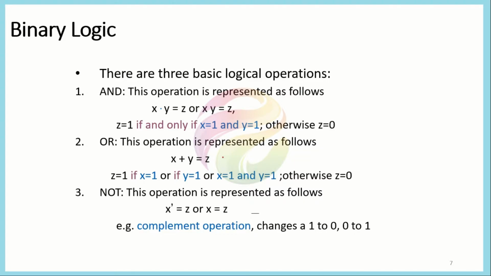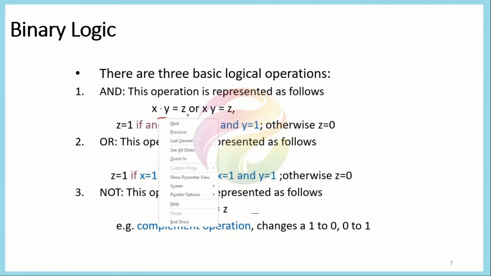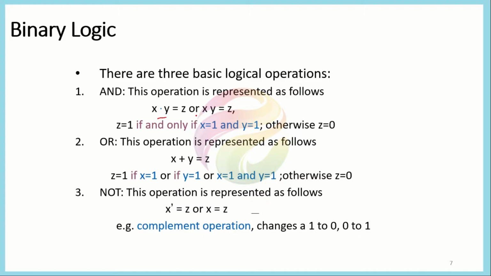The first one is the AND operation. In the AND operation, we represent this in the form of a dot operation, or we don't represent it in the form of anything. We just write xy. It will also mean the same. That x dot y or xy means the same.